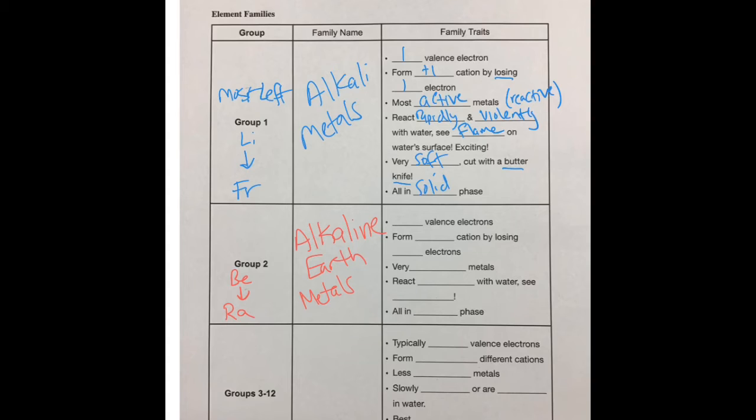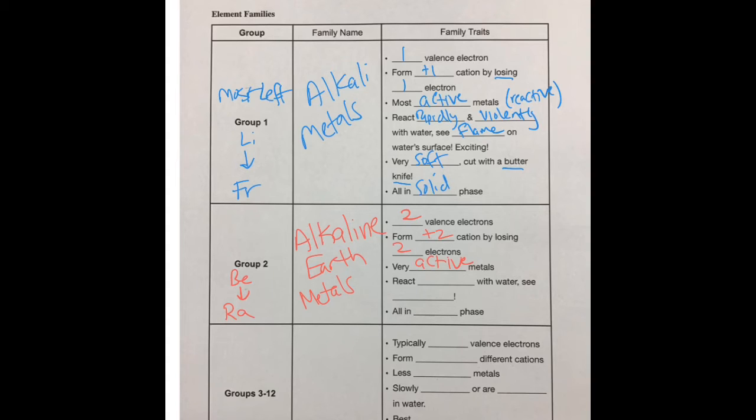Alkaline earth metals each have 2 valence electrons, and when they go to be a partner in a compound, they form a +2 cation by losing 2 electrons. Now, alkaline earth metals are very active metals, but not quite as reactive as the alkali.